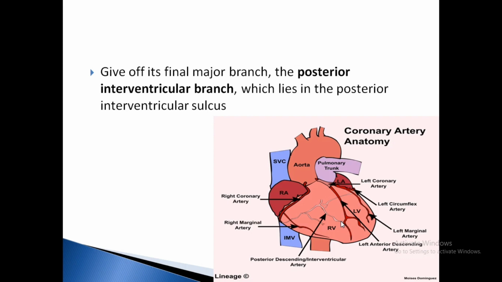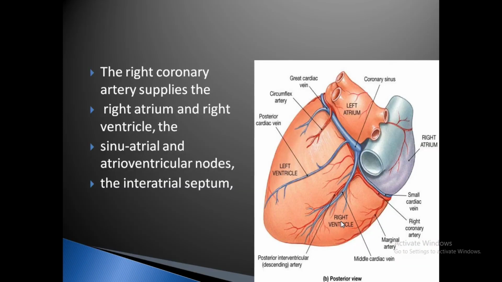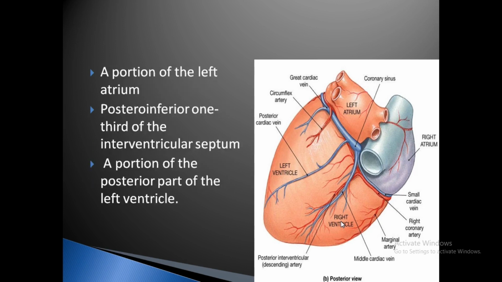With all these arteries, the right coronary artery supplies different structures of the heart, that is the right atrium and the right ventricle, SA node and the AV node, the interatrial septum, a portion of the left atrium, the posterior-inferior 1/3 of the interventricular septum, and a portion of the posterior part of the left ventricle.